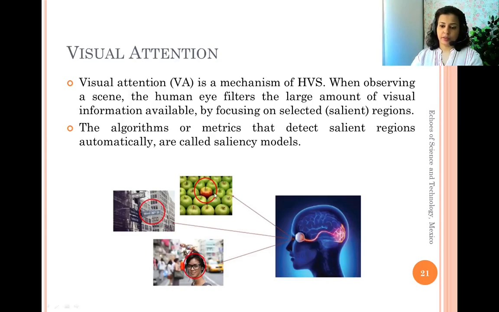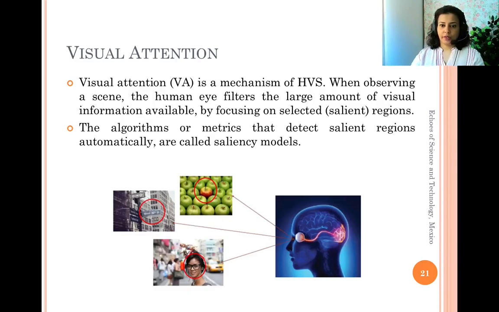For example, in these images, you can see that the highlighted regions are referred as salient regions because these have brighter colors or have text and faces. And also the moving objects in videos attract the human visual system most. And the algorithms or metrics that detect salient regions automatically without human intervention are called saliency models.